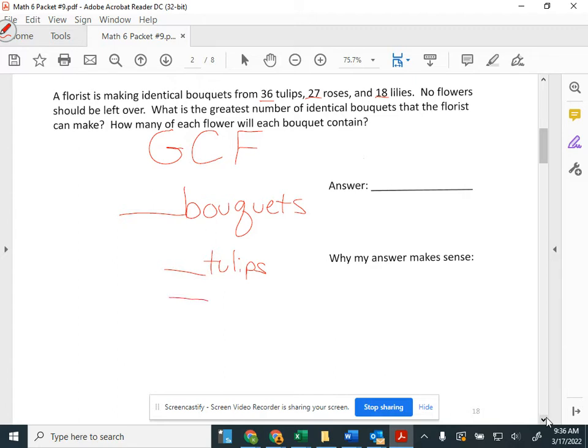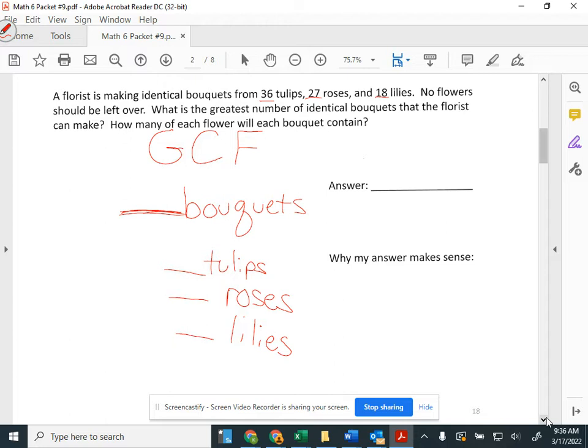We need to know how many roses there'll be. Find its factor buddy with how many bouquets we have. And then how many lilies. So you need to find the greatest common factor of all 3 numbers. And then the factor buddy will tell you how many of each flower will be in that bouquet. So I should have all of those numbers for your answer.